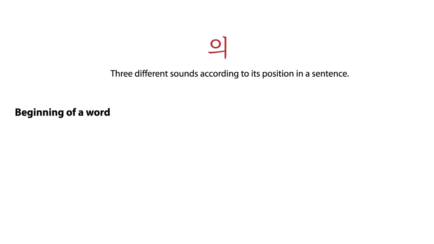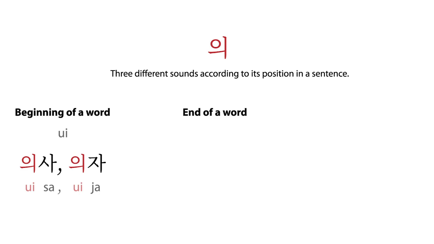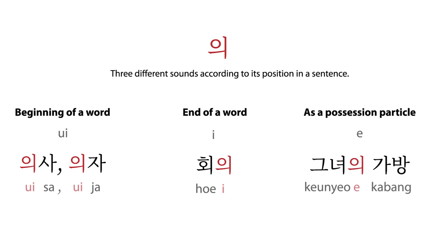The double vowel 의 has 3 different sounds according to its position in a sentence. When it comes at the beginning of a word, it's pronounced as 의, 의사, 의자. But when it comes at the end of a word, it's pronounced as 이, 회의. And when it's used as a possession particle, it's pronounced as 에, 그녀의 가방.